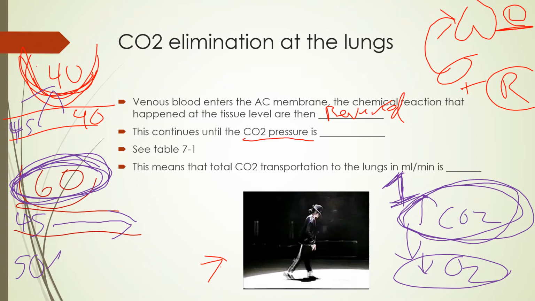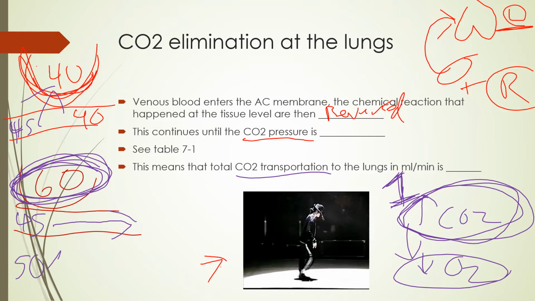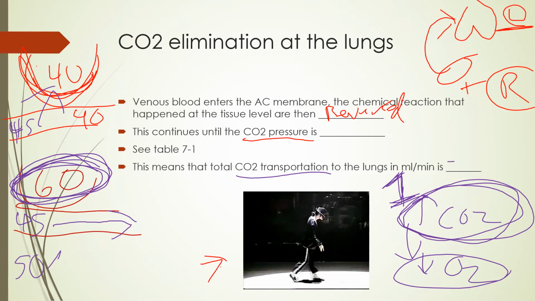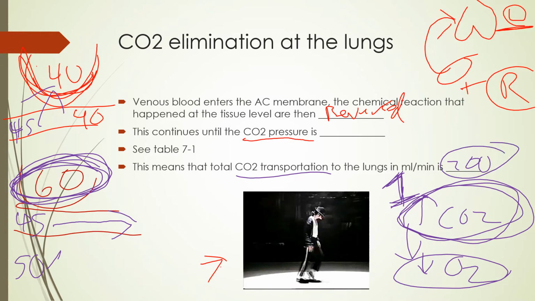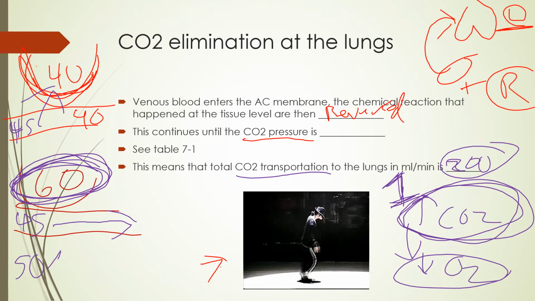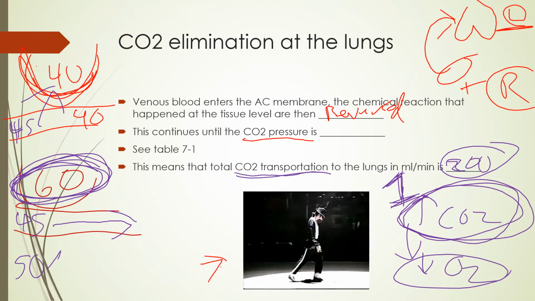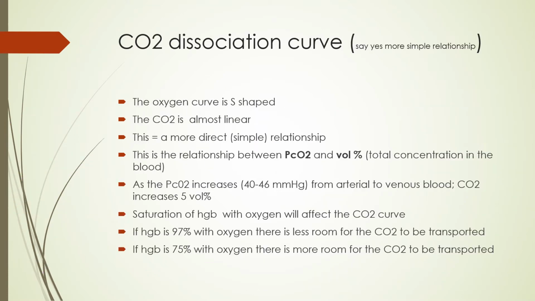So when we're looking at the total CO2 transportation to the lungs, and we're talking a normal situation here, right? This is me just being on the soapbox down here, but the normal CO2 transportation to the lungs is about 200 mLs per minute. Remember, you consume 250 mLs of O2 and you produce 200 mLs of CO2. So under normal metabolic circumstances, you send 200 mLs of CO2 to the lungs.